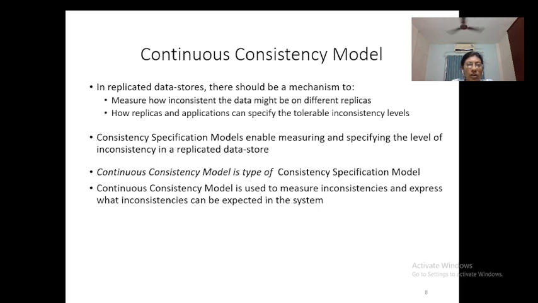Continuous consistency model. In replicated stores, there should be a mechanism to measure how inconsistent the data might be on different replicas, and how replicas and applications can specify the tolerable inconsistency levels. Consistency specification models enable measuring and specifying the level of inconsistency in a replicated data store. The continuous consistency model is a type of consistency specification model, and it is used to measure inconsistencies and express what inconsistencies can be expected in the system.